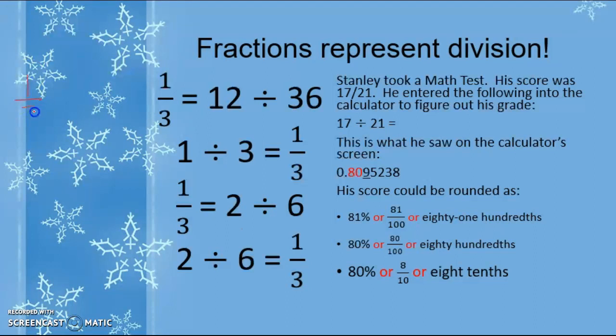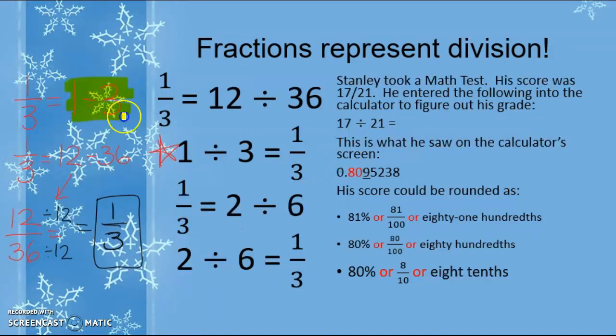Let me show you. 1/3 is the same thing as saying 1 divided by 3, okay? And we see that right here. I wanted you to understand that 1/3 is the same as saying 12 divided by 36. The reason why, I'll show you down here, is because 12 divided by 36 is the same thing as saying 12/36. And when we simplify this fraction by dividing the numerator and the denominator by 12, it will equal 1/3. So when I say 1/3, that means 1 divided by 3, but it could also be 12 divided by 36 because 12/36 and 1/3 are equivalent fractions.